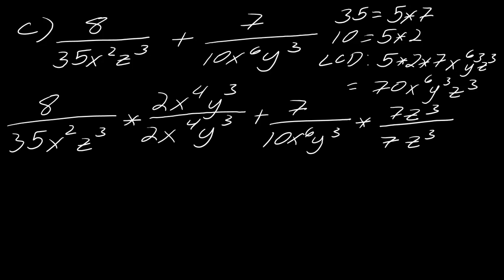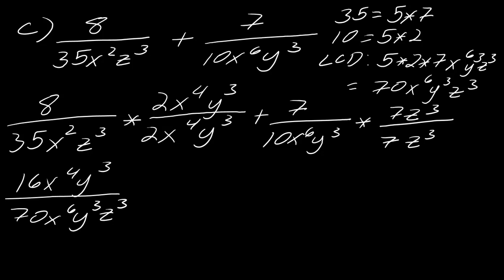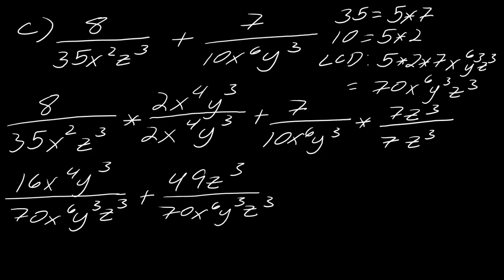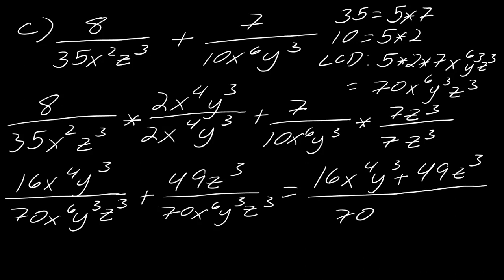So let's keep going with this. And so if I combine these, I get 16x to the 4th, y to the 3rd, plus 49z to the 3rd, over 70x to the 6th, y to the 3rd, z to the 3rd. And so notice once again, I cannot factor anything out of the top. There's no GCF or anything here. So I can't reduce this any farther. So this is as good as it gets.